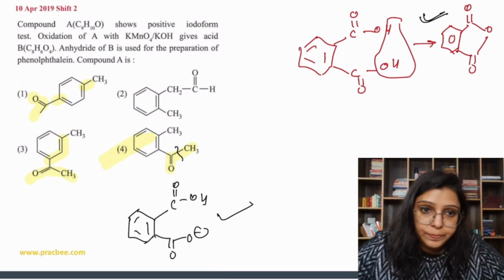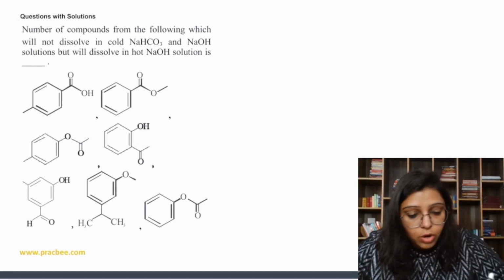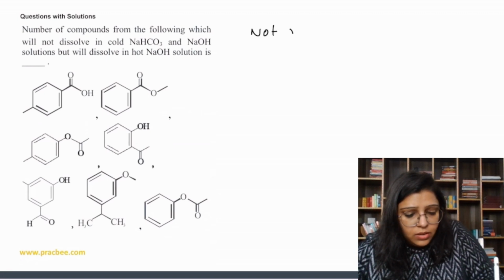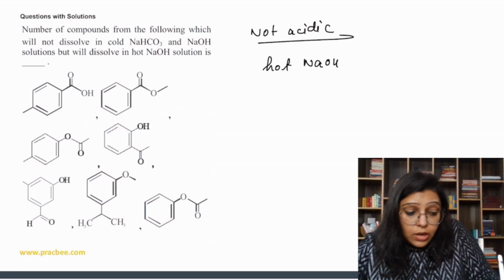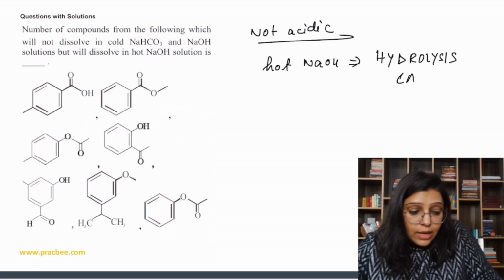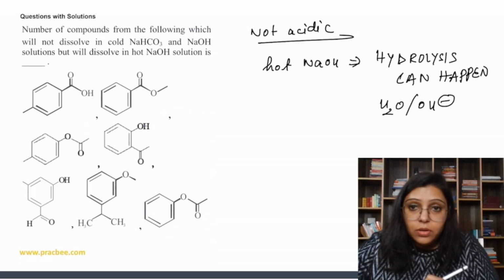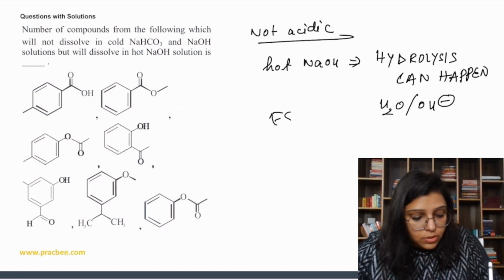So that's it. Next, number of compounds from the following which will not dissolve in cold NaHCO3. It means not acidic, but will dissolve in hot NaOH. Hot NaOH means hydrolysis can happen, and hydrolysis means water in presence of basic medium. It can happen. So carboxylic acid can react with NaHCO3 easily. So it means ester should be present.